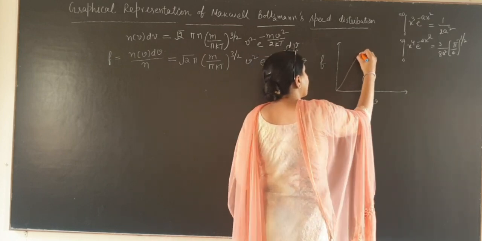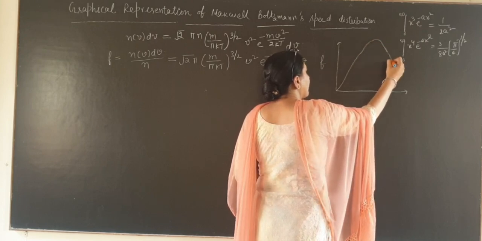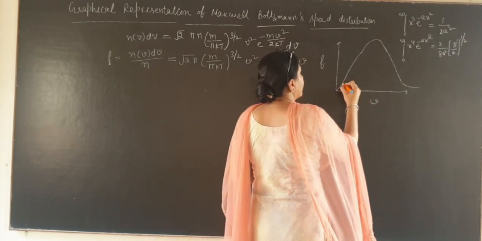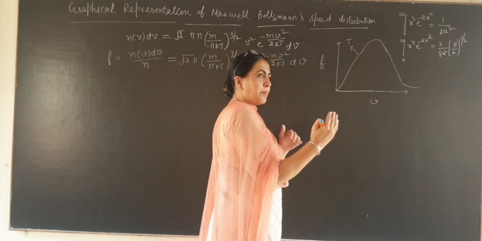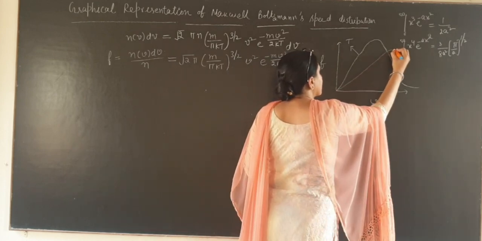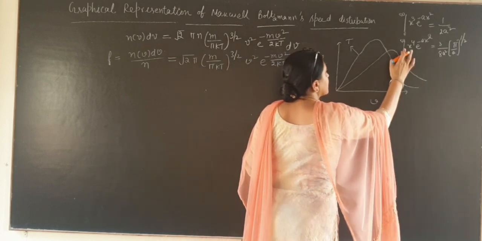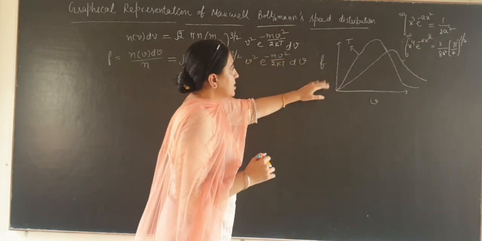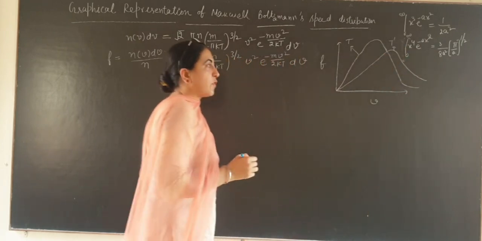We have also drawn this graph in the previous lecture. The graph is like this, and this is for any temperature T. When we increase the temperature, suppose the temperature is T dash now, the graph is like this. Clear? This is for T dash.